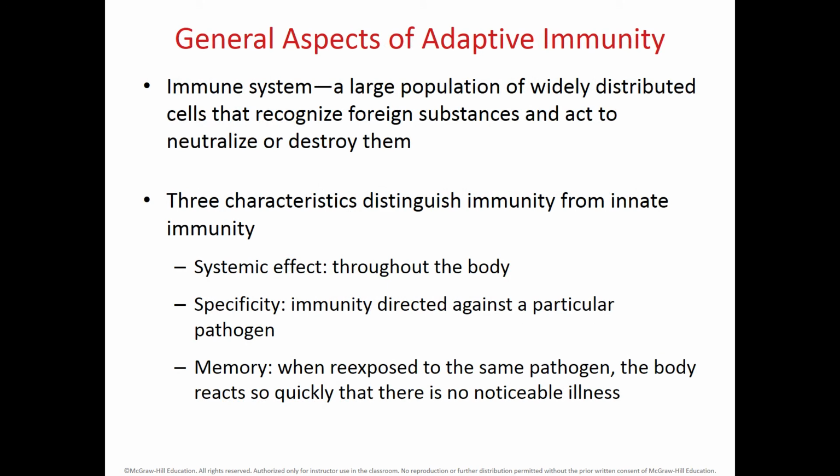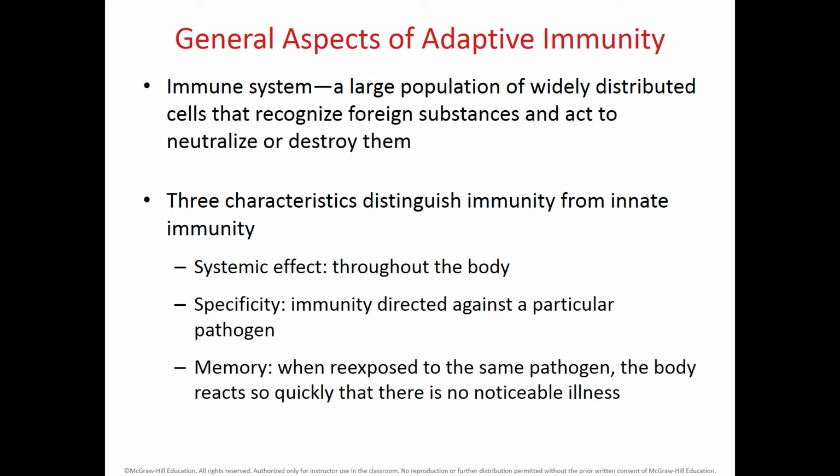Now let's talk about the second type of immunity, the adaptive immunity. In the adaptive immunity, we have these three characteristics that distinguish it from the innate immunity. So the adaptive immunity is not local, it's systemic. So it happens throughout the body. And the innate immunity is local.